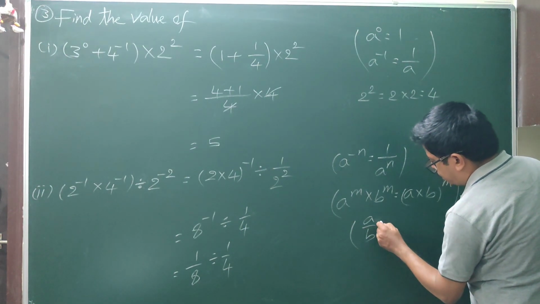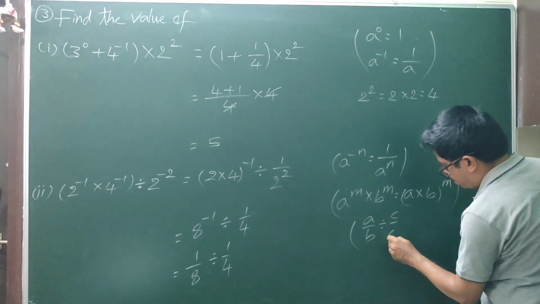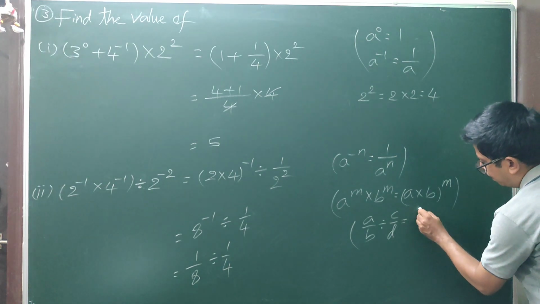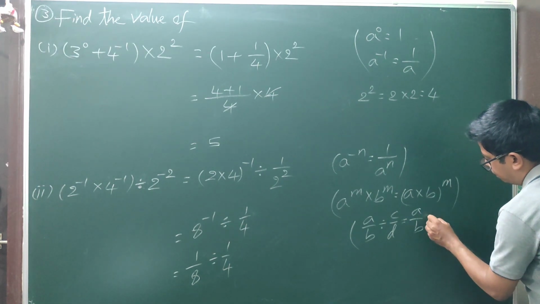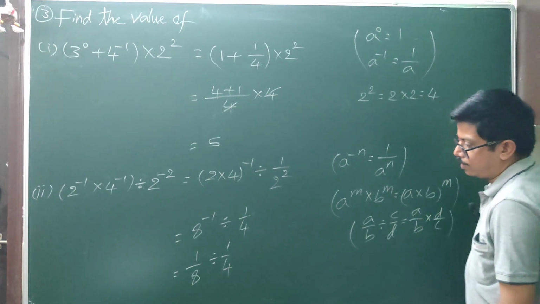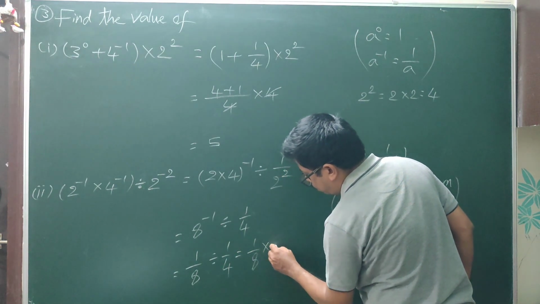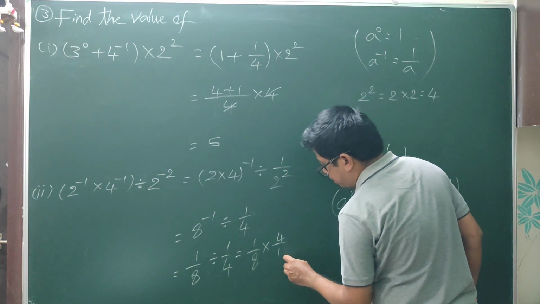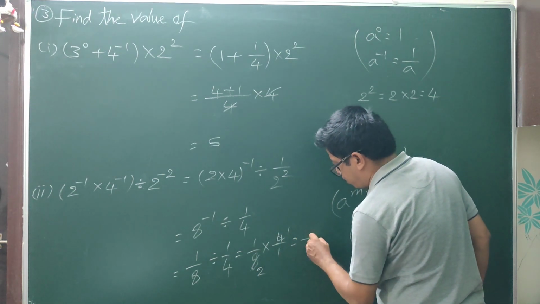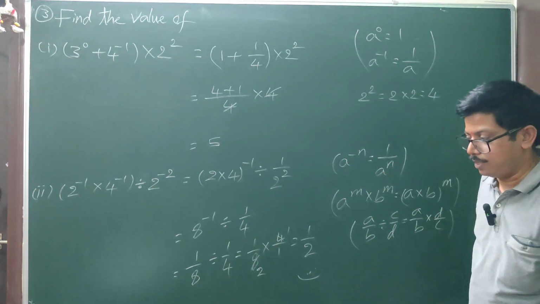A by B divided by C by D, you can write it as A by B into D by C. In the same way, here 1 by 8 into 4 by 1. 4 1s are 4, 8 2s are 16... so 1 1s are 1, by 2 1s are 2. So 1 by 2 is the answer.